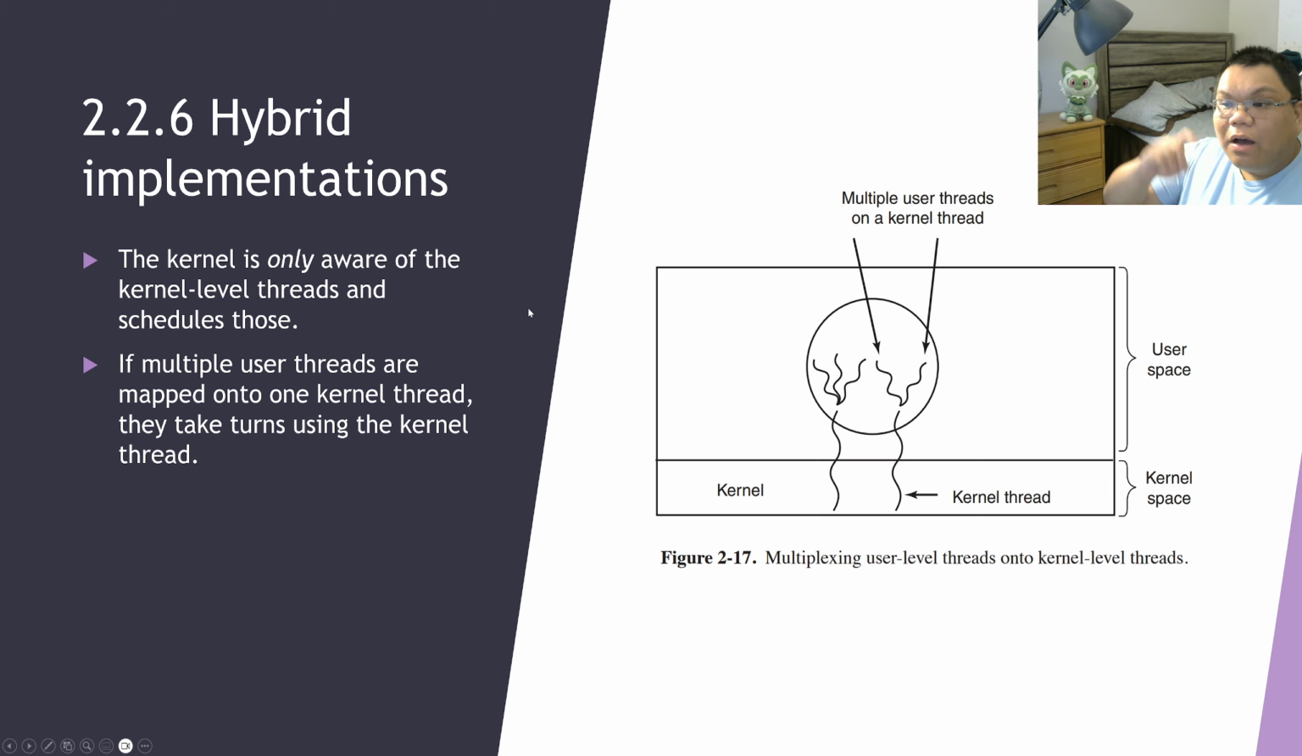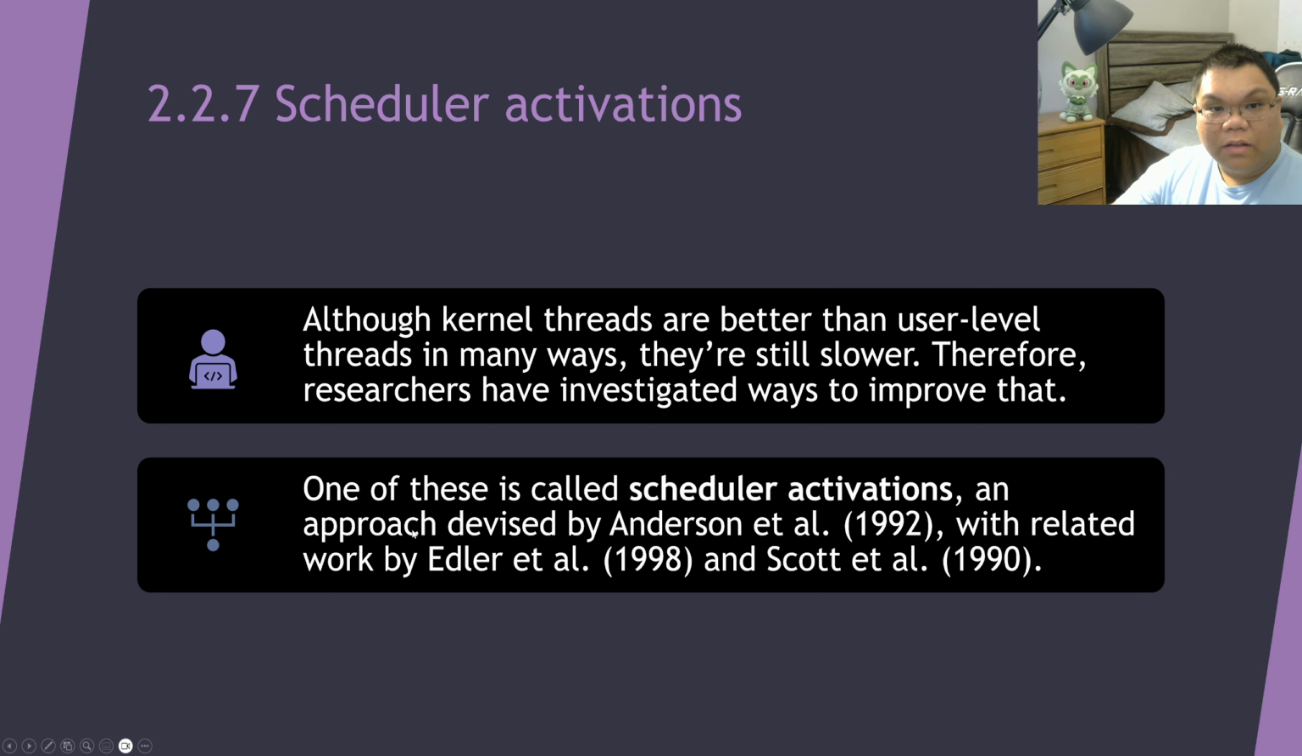The kernel is only aware of the kernel level threads. And if we have multiple user threads mapped onto one kernel thread, they basically take turns using that kernel thread. So as far as the kernel is concerned, we only have, in this example, 2 threads, even though in the process there are 5 threads. This way the kernel doesn't have to make as many threads as there are threads in the process. So let's look at the next topic here, and that is scheduler activations.